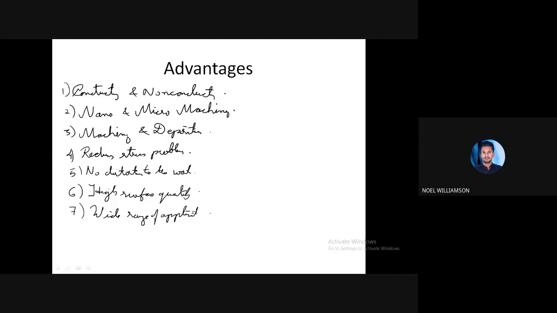Then no distortion to the workpiece, that is here there is only a limited force or even negligible force acting on the workpiece, so there is no distortion to the workpiece. Then regarding the surface quality, we are able to achieve a high surface quality, and it can be used for a wide range of applications. So these are the main advantages of ion beam machining.